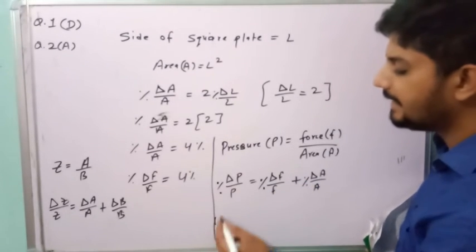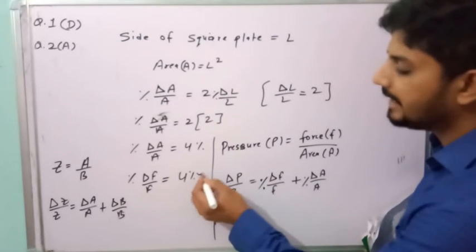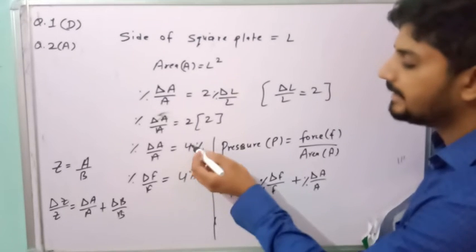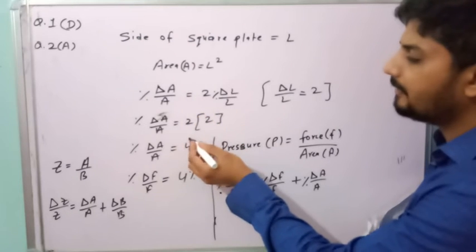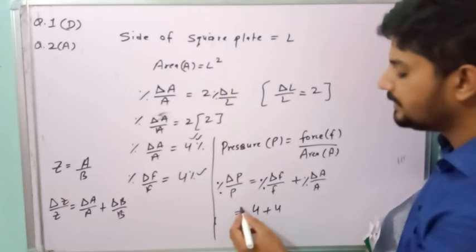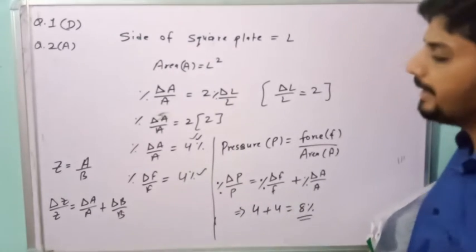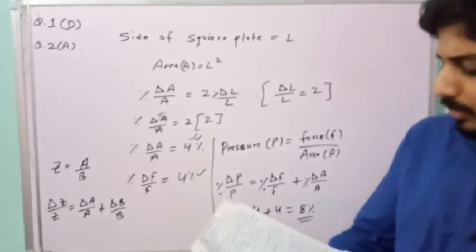So percentage error in pressure will be equal to percentage error in force, which is already given to you, that is 4%, plus percentage error in area. That we already found out with the help of length, so this is equal to 4%. So 4 plus 4 is equal to 8%. So this will be your answer. Okay. So percentage error in pressure is 8%. So option D is correct.